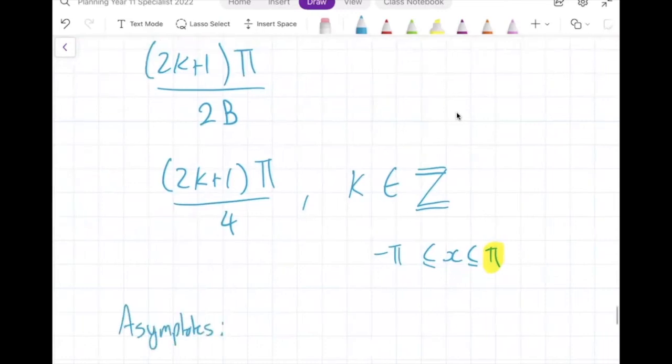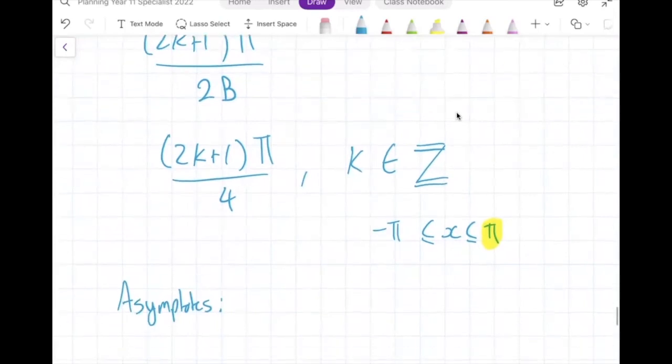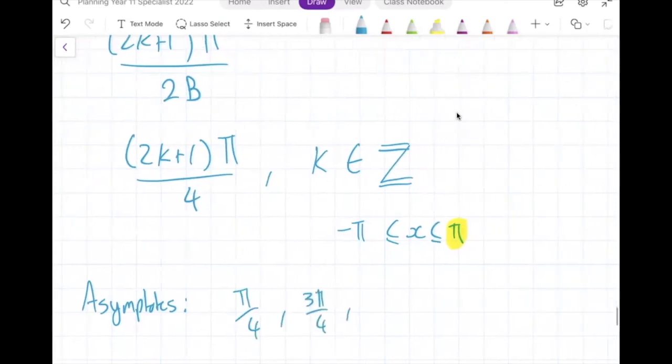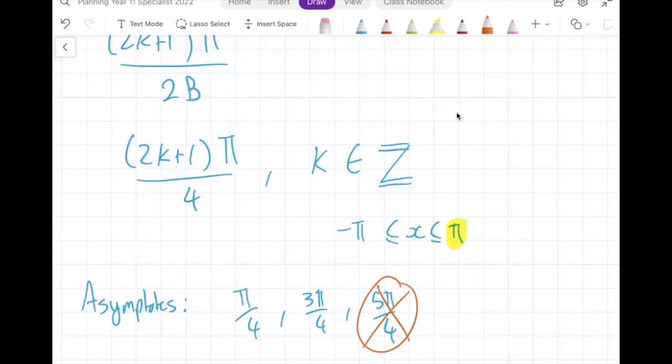If k is equal to 0, then that's going to be pi on 4. So I'm going to have an asymptote at pi on 4. If k is equal to 1, I'm going to have 3 pi on 4. If k is equal to 2, I'm going to have 5 pi on 4. And at 5 pi on 4, I'm already outside of my domain, so I don't need to worry about that particular point there. So that means I just go up to 3 pi on 4.